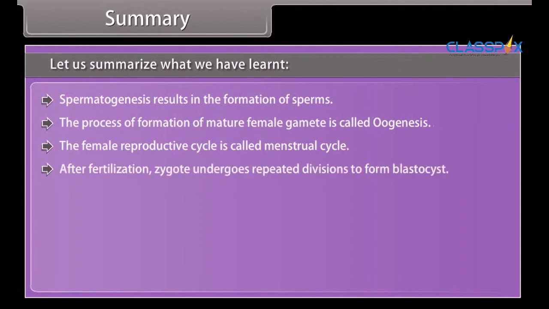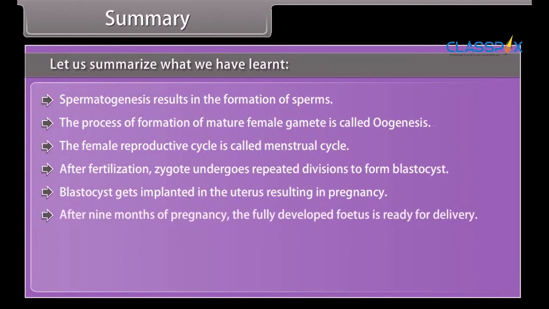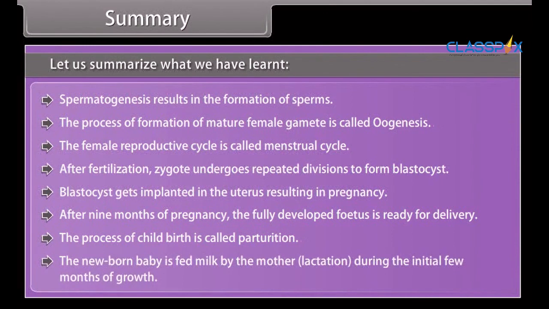After fertilization, the zygote undergoes repeated divisions to form a blastocyst. The blastocyst gets implanted in the uterus, resulting in pregnancy. After 9 months of pregnancy, the fully developed fetus is ready for delivery. The process of childbirth is called parturition. The newborn baby is fed milk by the mother, or lactation, during the initial few months of growth.